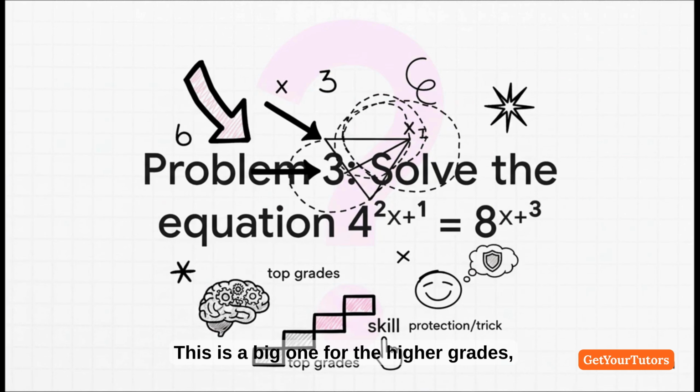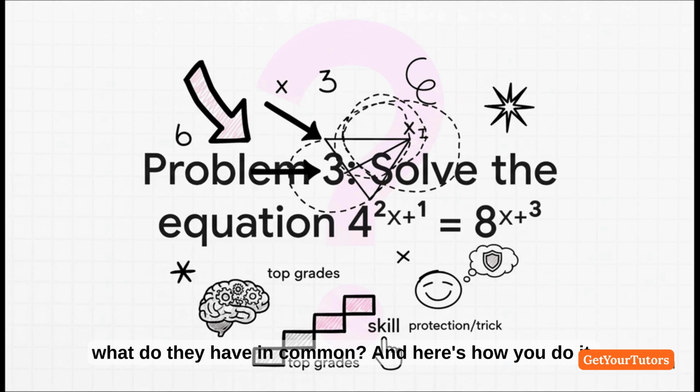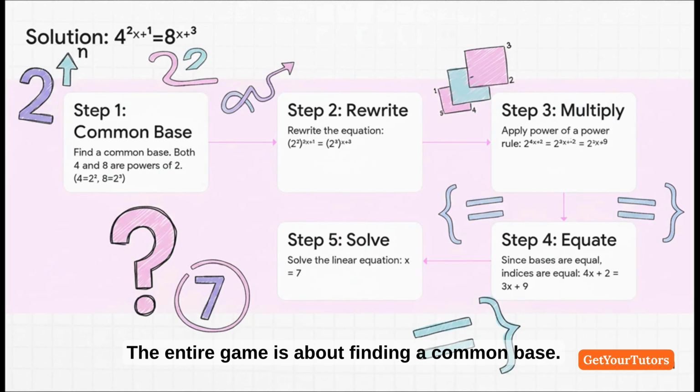Okay, one more. This is a big one for the higher grades, solving an equation with indices. Now when you see this, the trick isn't to panic. It's to look at those base numbers, 4 and 8, and ask yourself, what do they have in common? And here's how you do it. The entire game is about finding a common base.